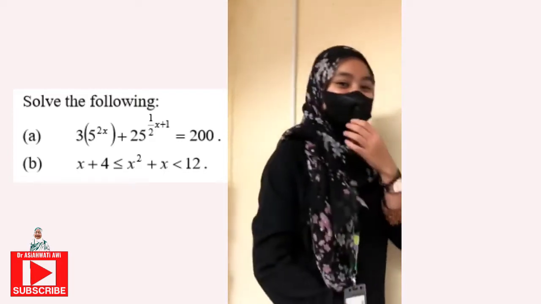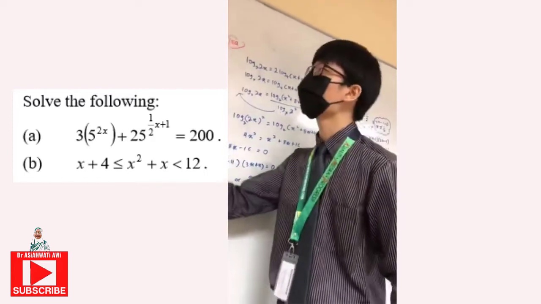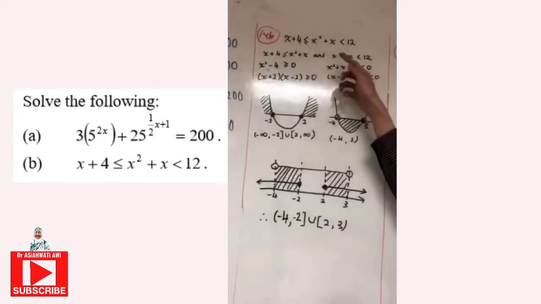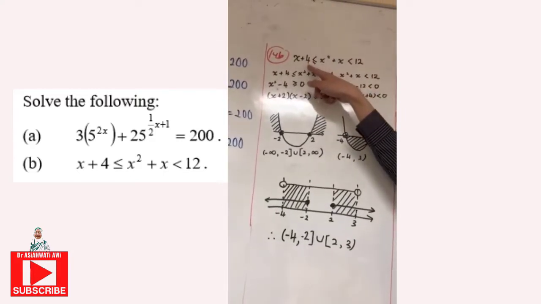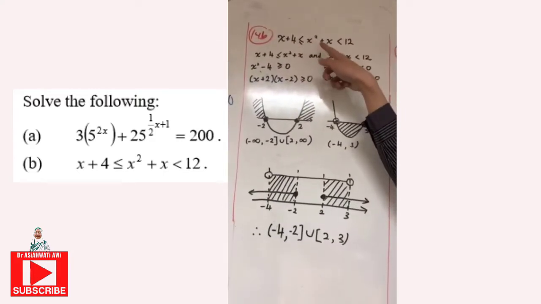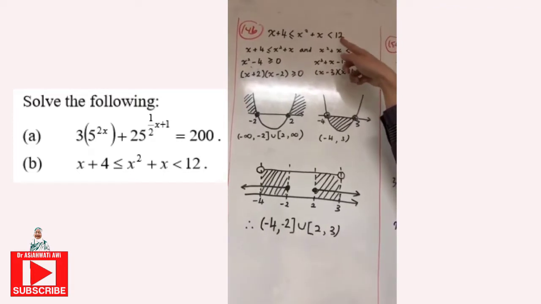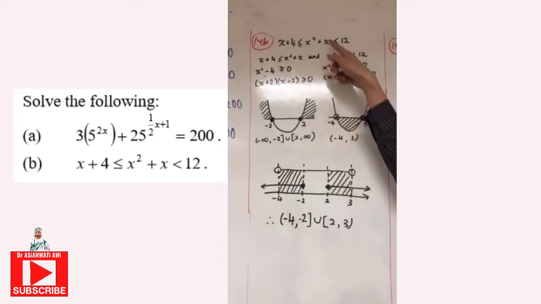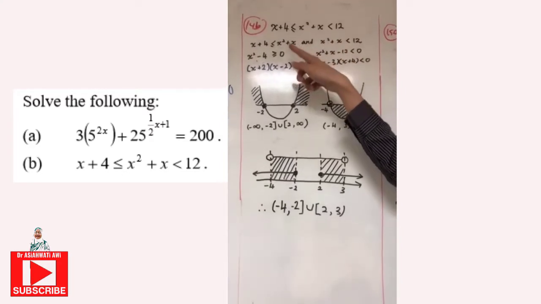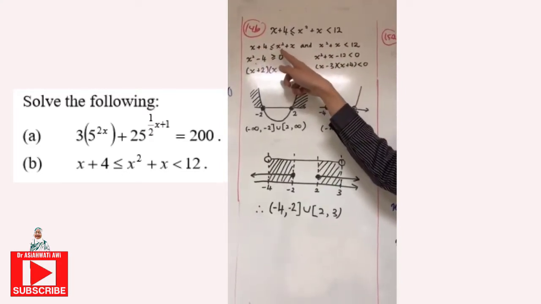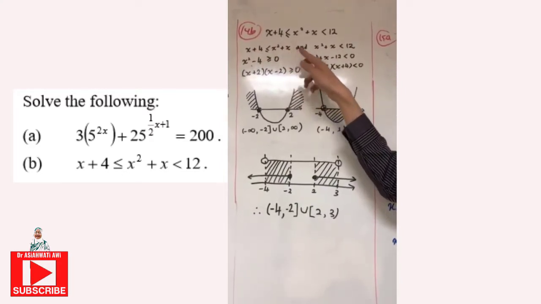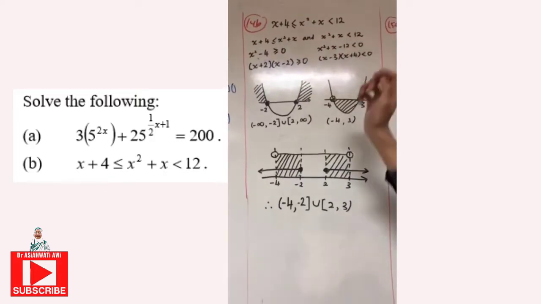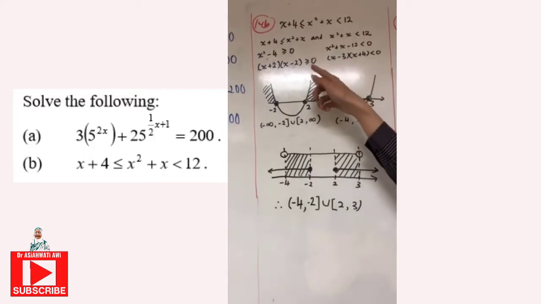Okay, very good. So for question 14b, the question wants us to solve x plus 4 is less than x squared plus x and is less than 12. So first of all, we separate these inequalities into x plus 4 is less than x squared plus x, and x squared plus x is less than 12. So we solve it one by one.